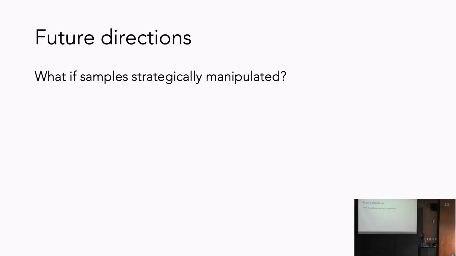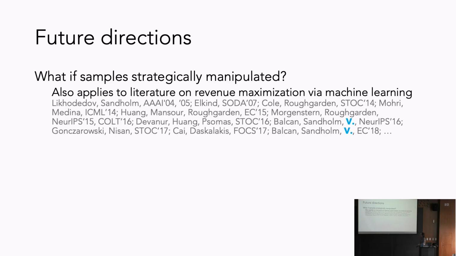Okay, so here are just a few future directions. What if the samples can be strategically manipulated? We assumed that we got samples from the true distribution over the buyers' true values. But what if this isn't actually the case? What if they're somehow manipulated strategically, maybe corresponding to some Bayes-Nash equilibrium of the auctions we're looking at? And this question, what if the samples are strategically manipulated, also applies to the literature on revenue maximization via machine learning.